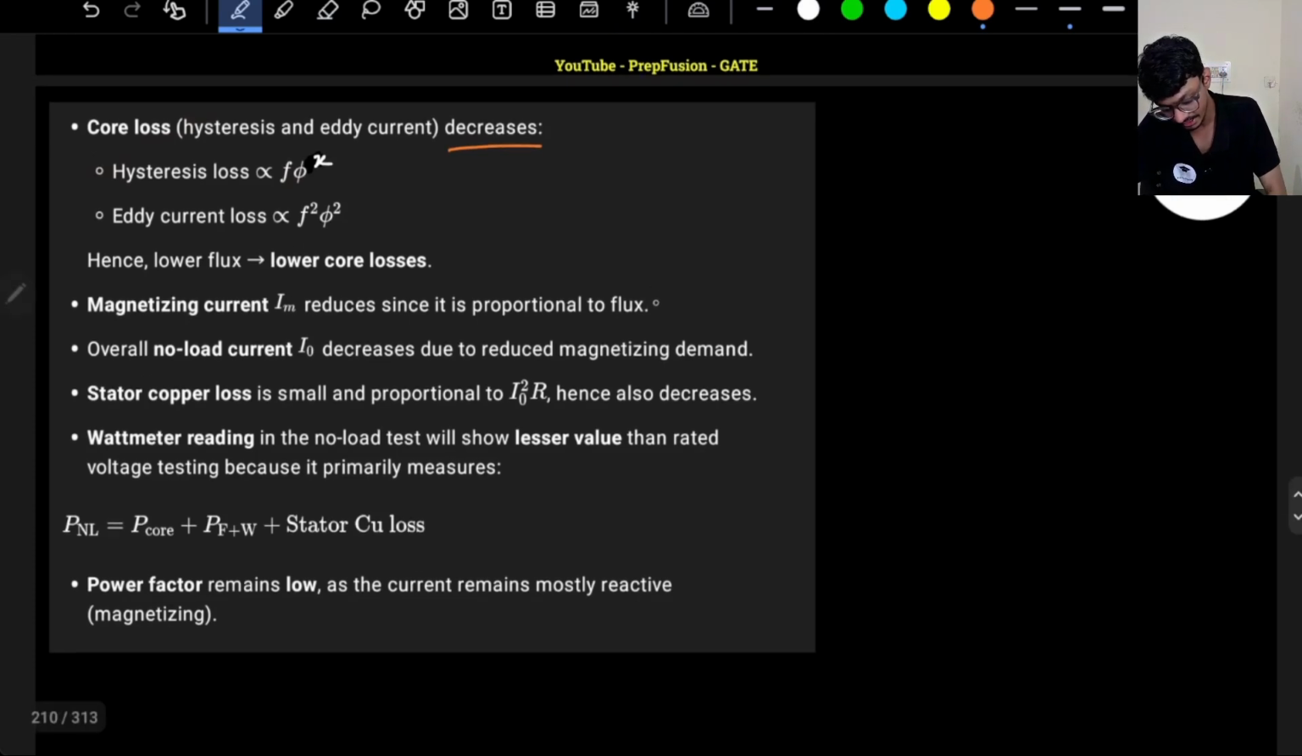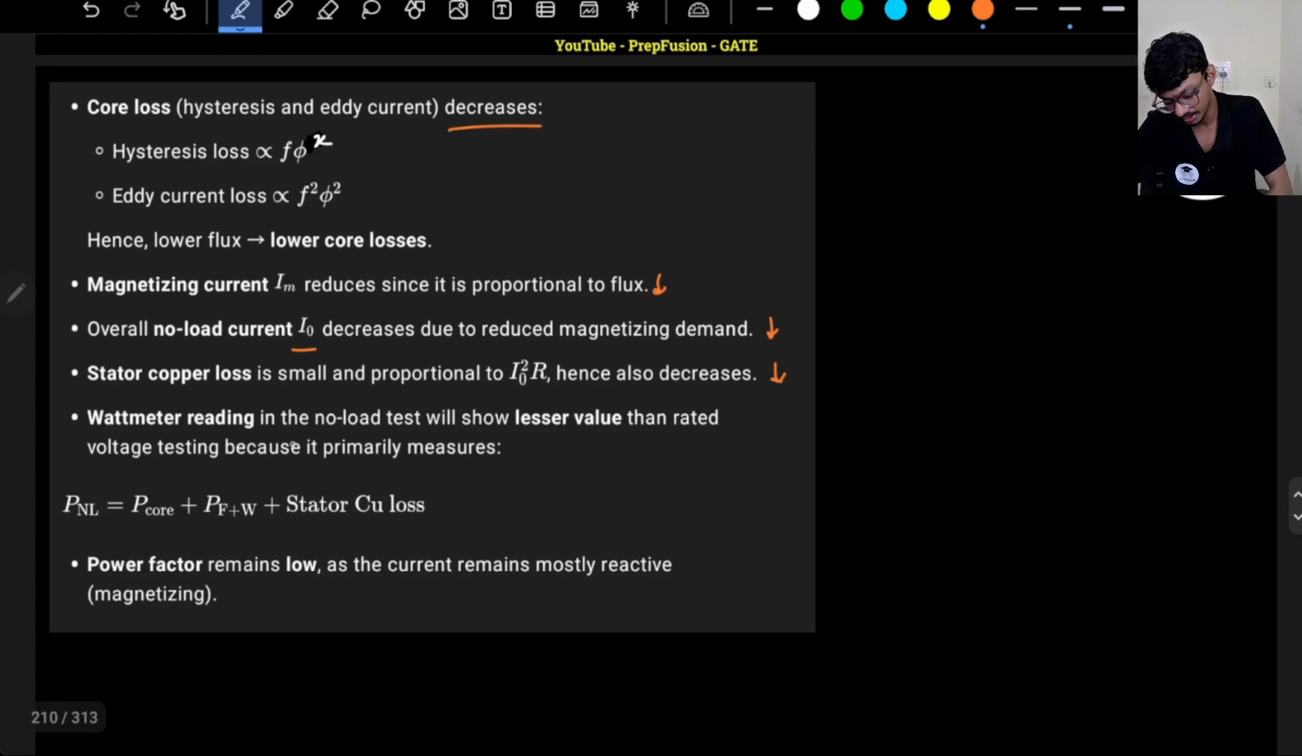The magnetizing current, again as I have discussed, will reduce because the flux has reduced. Overall no load current will also reduce, right? Hence the stator copper loss will also reduce. Everything will reduce. So what is the problem? The wattmeter reading in no load also will show a lesser value, because the core loss has reduced and the stator copper loss also has reduced.